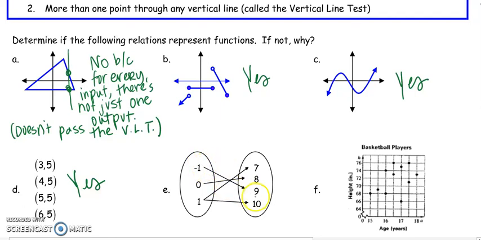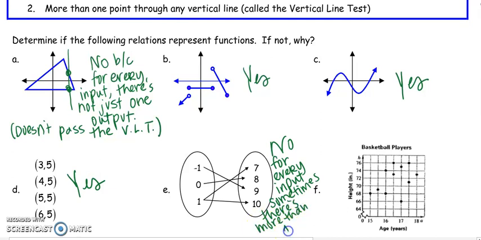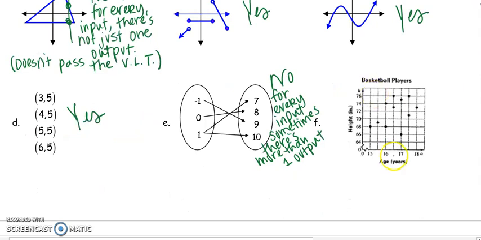What about this one? If I put in -1, I get out a 9. We're good. I put in 0, I get out 8. We're good. I put in 1, I get out 7, and I get out 10. No. So no. And then the reason again why is for every input, sometimes there's more than one output. Sorry, I'm writing sideways. I apologize. Down here, same deal. If I do a vertical line here, look. What's happening right there? So why don't we just say no, doesn't pass the vertical line test.